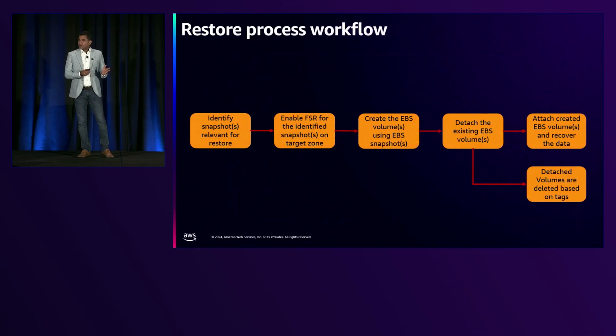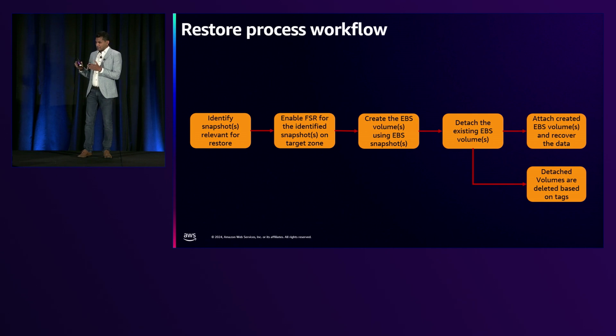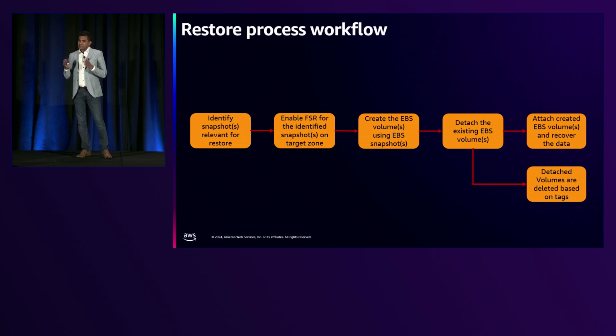So this workflow, right? We identify the snapshot which is relevant for this particular PIT or the use case. Then we enable the FSR for those snapshots. Once FSR is completed, we create a volume out of it, and we detach the existing volumes on the machine, and we attach the new volume, whatever we created now.